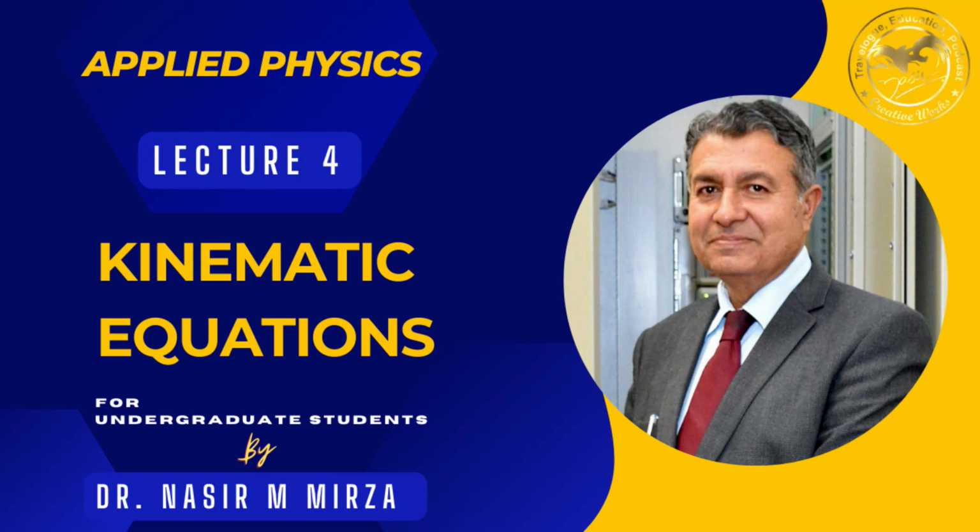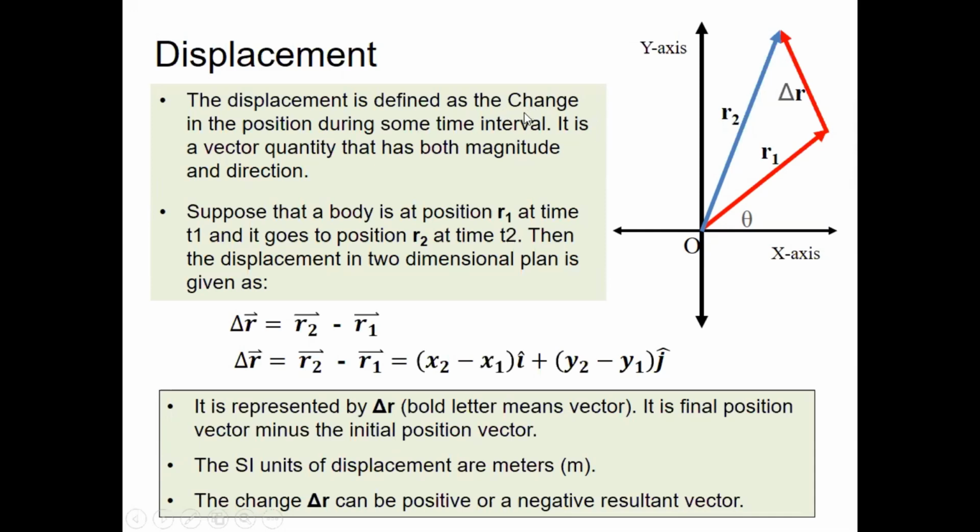This is applied physics, the subject of applied physics for undergraduate students. The topic is kinematic equations, and we have already gone through the definition of displacement, which is the change in the position during some time interval. It is actually a vector quantity, and it has both magnitude and direction.